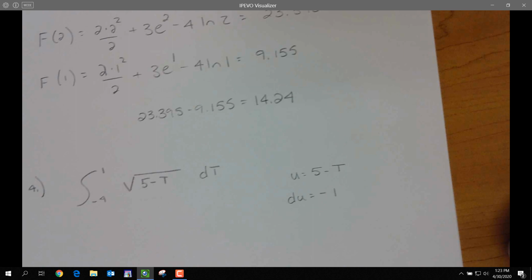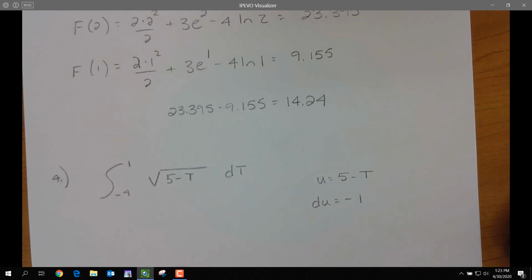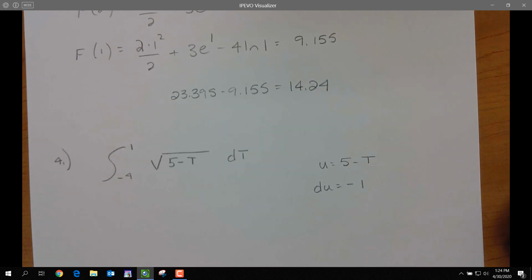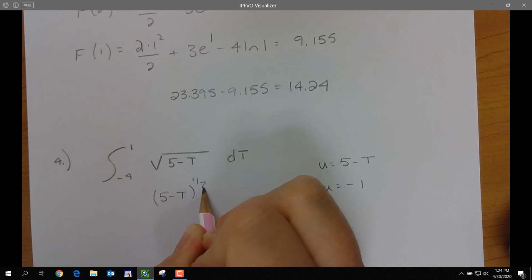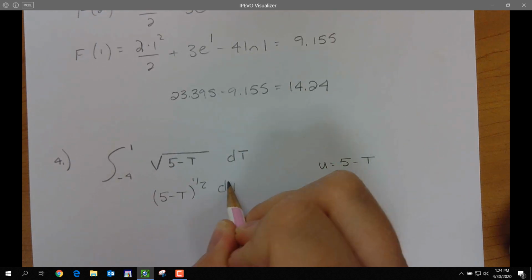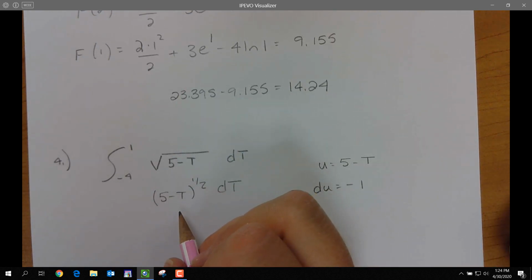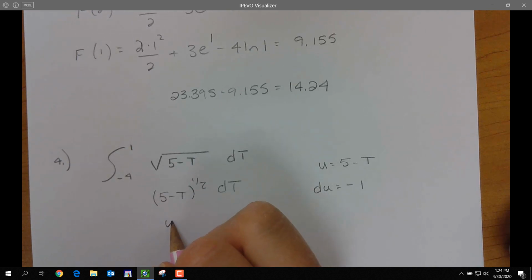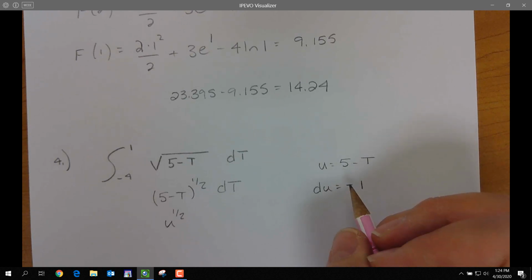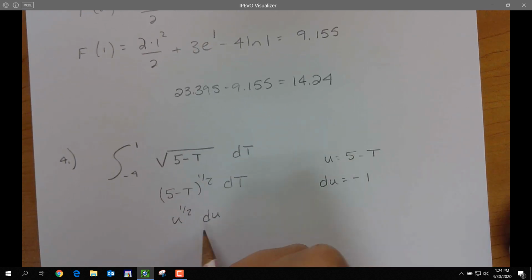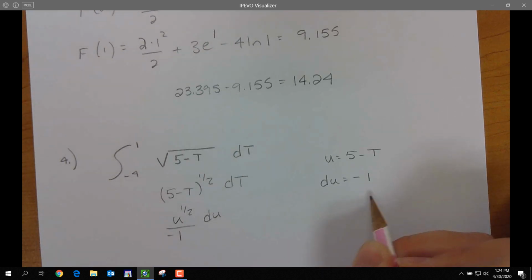Okay, and I don't see a -1 there. So what are we going to have to do? We're missing that -1 on that du. We're going to have to divide by -1. So let me show you what I'm thinking here. So this is the same as 5 minus t to the 1/2, okay, dt. Then if we switch it over to the u, we're going to think of it as u to the 1/2 du, and then we're going to have to divide this by the -1 that we didn't have out front.